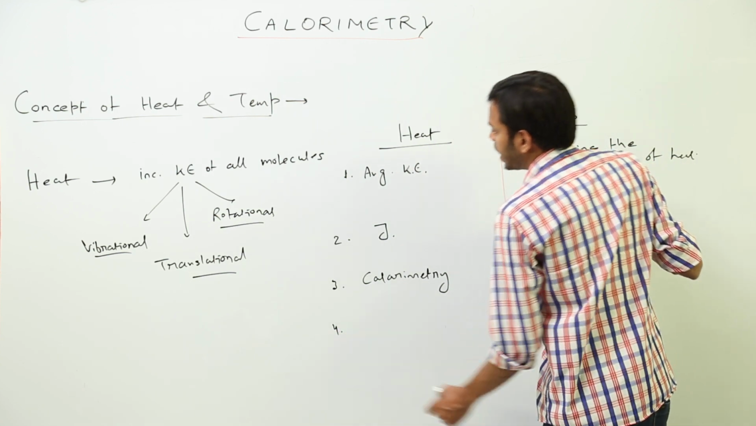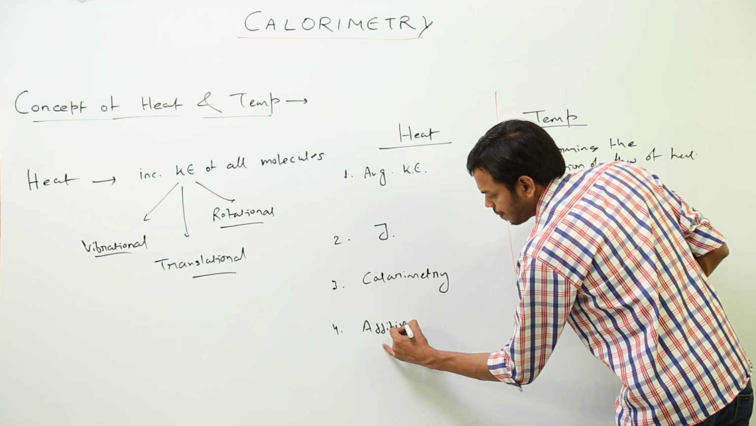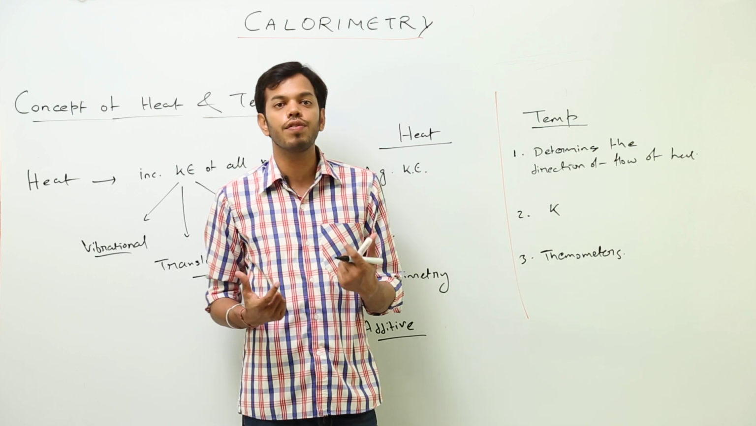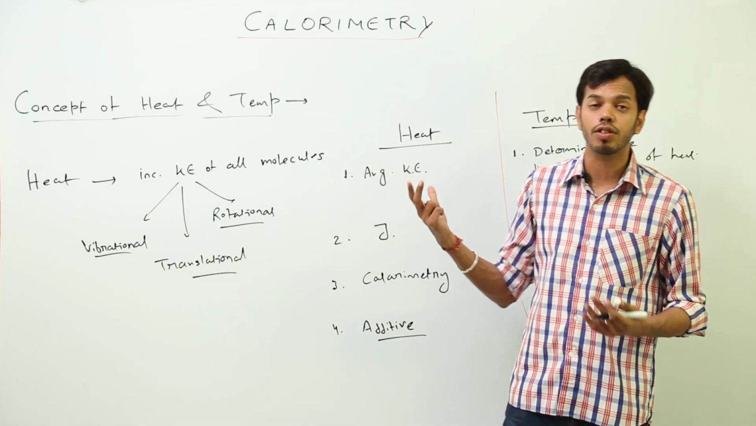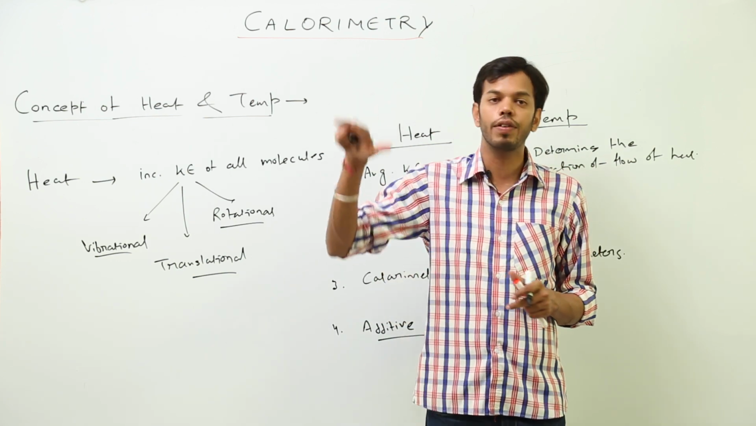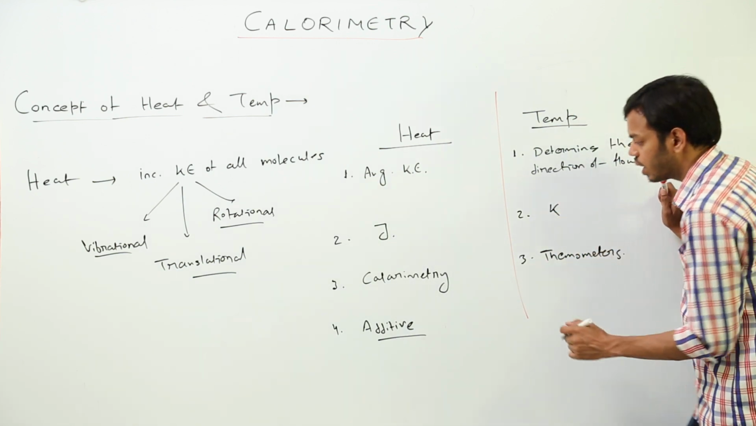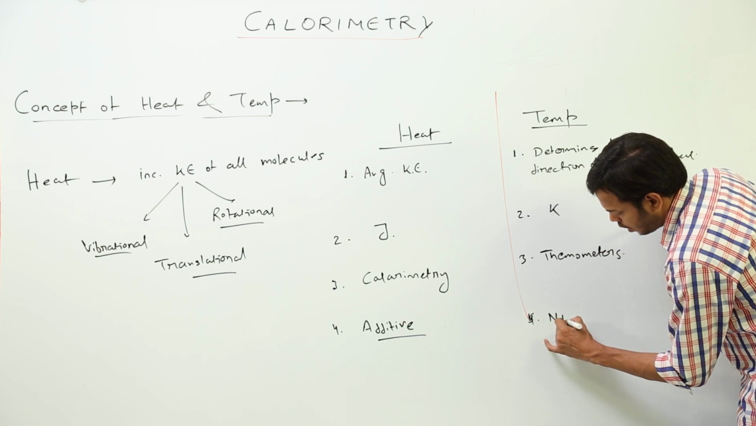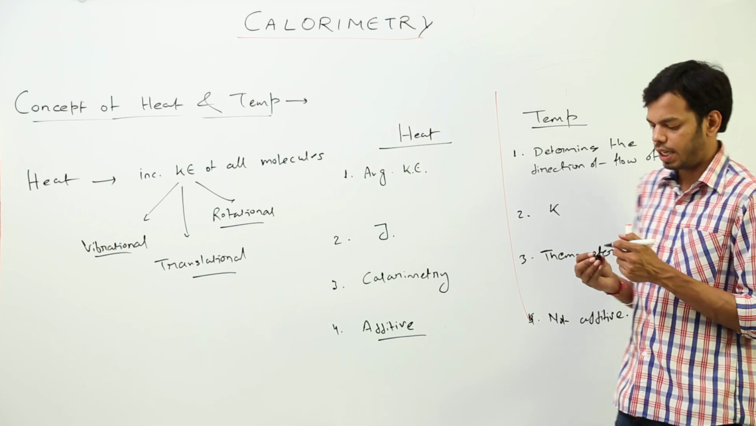Lastly, heat is additive. Additive means a container gets 10 joules of energy from heat and 10 joules of energy from current, so in total it is getting 20 joules of energy. At the end, the total 20 joules of energy is going to do whatever it has to do with the container. But temperature is not additive at all. So the fourth point is that it is not additive. This is the basic difference between heat and temperature.